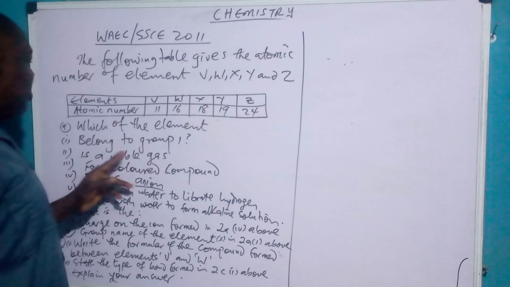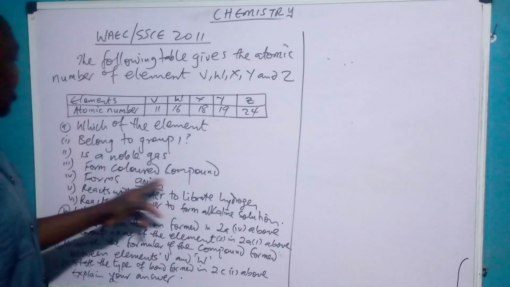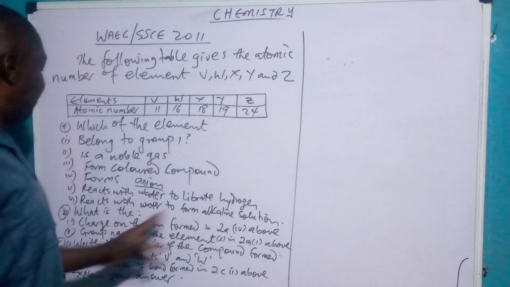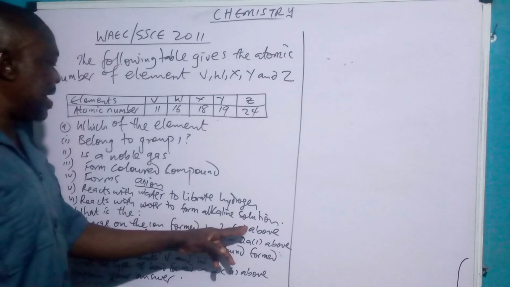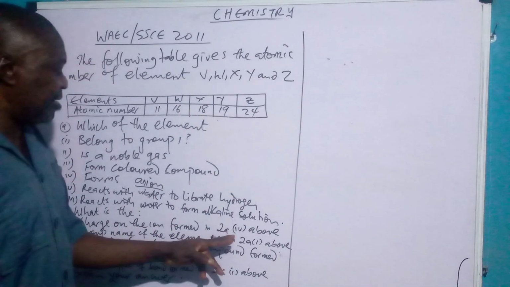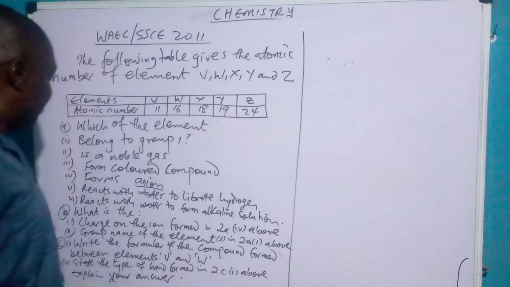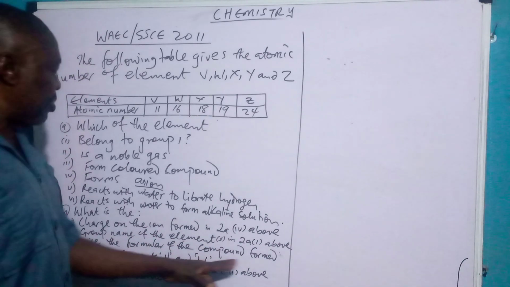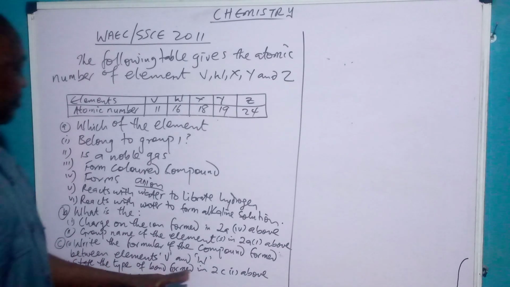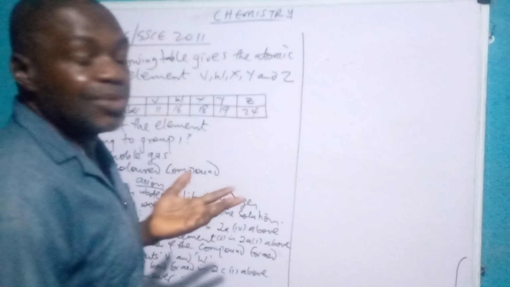Which of the elements belong to group 1? Which of the elements is a noble gas? Form colored compound. Form anion. Reacts with water to liberate hydrogen. Reacts with water to form alkaline solution. What is the charge on the ion formed in 2A4 above? Group name of the elements in 2A1 above. Write the formula of the compound formed between elements V and W. State the type of bond formed in 2C1 above. Explain your answer. So without wasting time, we just go straight to tackle it.